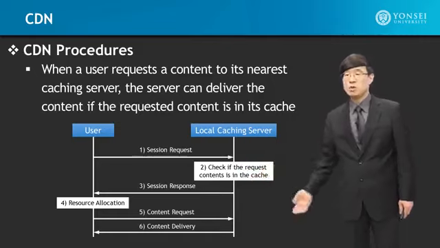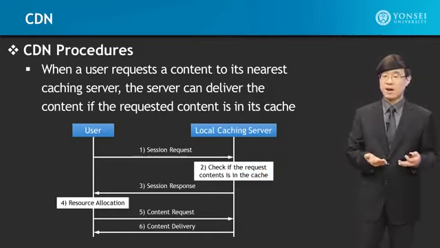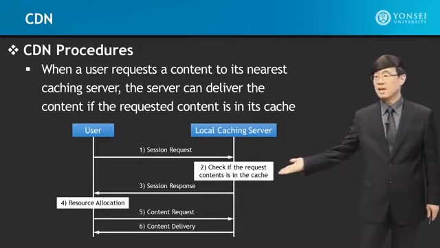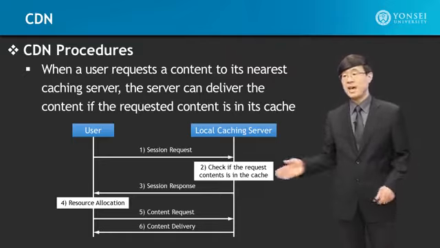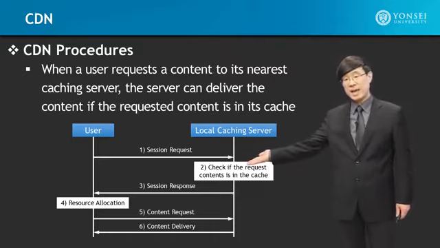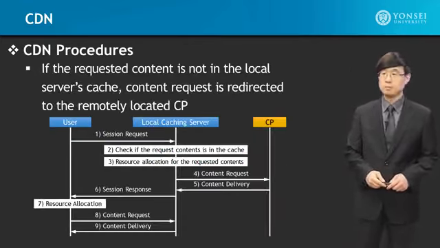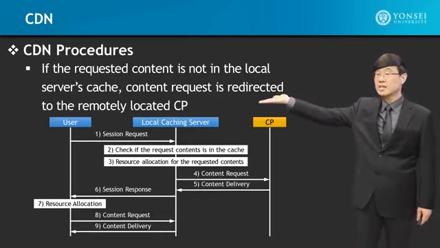Then the user will do resource allocation, in terms that on its device it will do memory allocation. It will create a space, and then it will request for the content, and then it will have it delivered in that location that has the resources to be saved. That's where it will store the packets of the video. This is a procedure in case the local caching server doesn't have it.